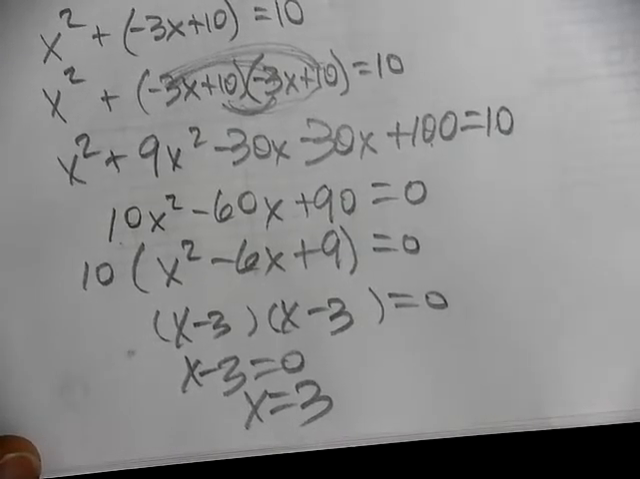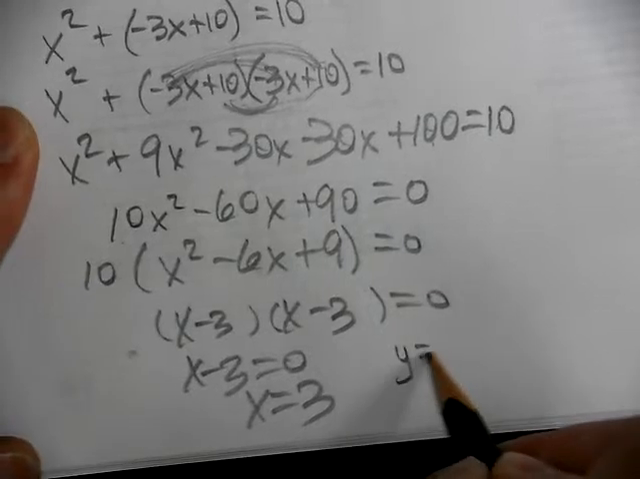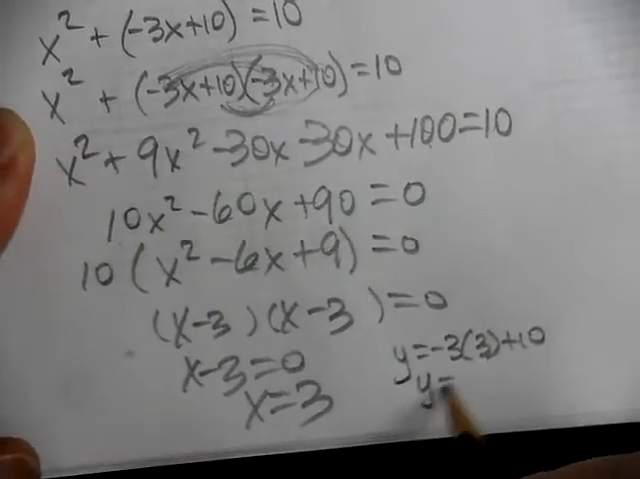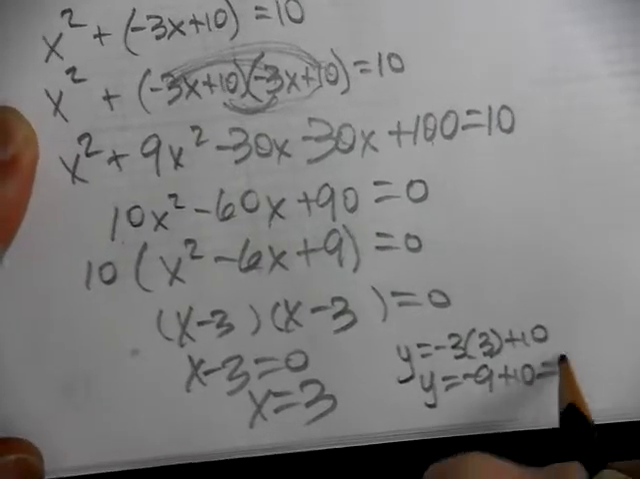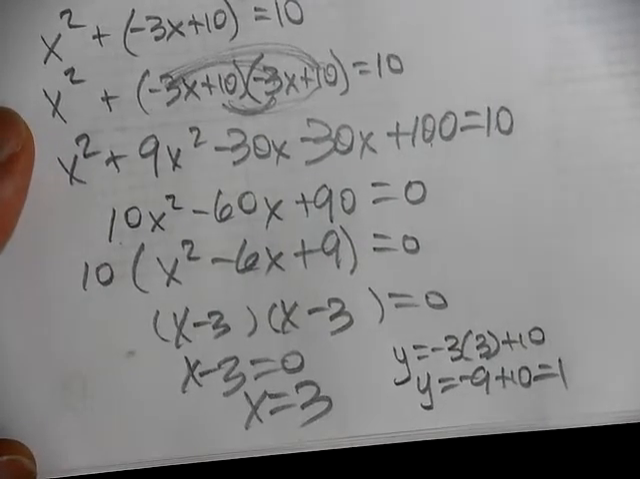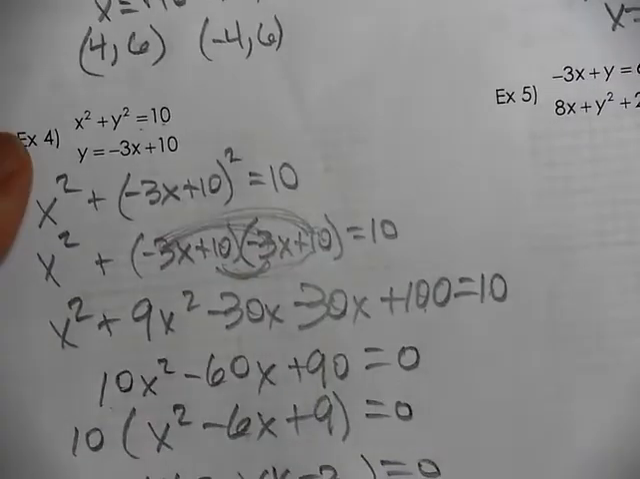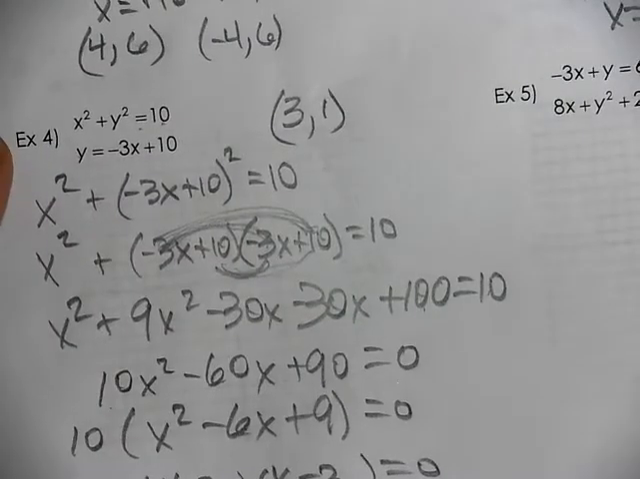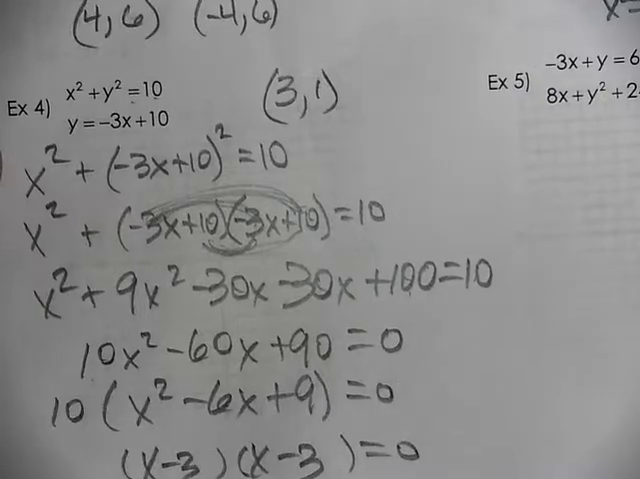When I get x equals 3, I'm going to plug that back into my original equation. So I get y equals negative 3 times 3 plus 10. Y equals negative 9 plus 10, which is 1. So when I plug in 3 to one of my equations, I get 1. So 3 comma 1 is my solution. They should only cross at one spot.